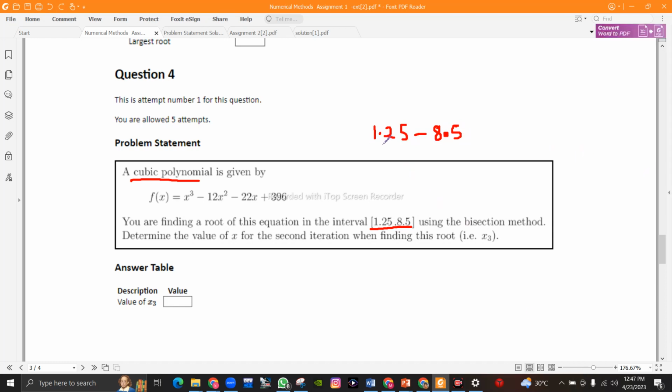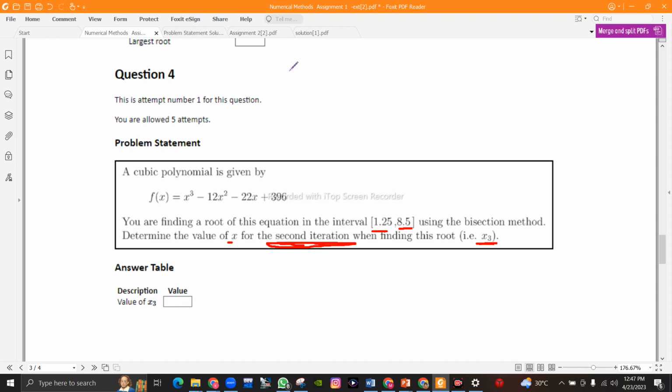So the root of the equation must be between 1.25 and this. I want to use the bisection method to determine the value of x after the second iteration. They said stop after the second iteration. What's the value of x after the second iteration? In that case you are finding s3. Now, the bisection method has some rules. Let's look at the initial guess they gave us, the root interval. The root is between this and this.